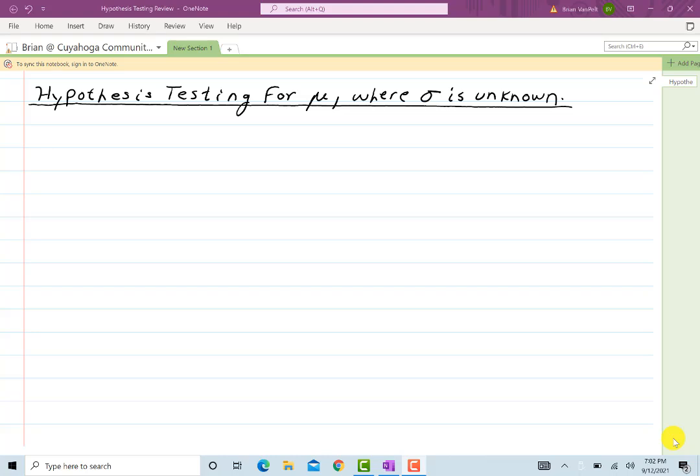I'd like to continue our review of hypothesis testing. We're going to continue testing for the mean, but this time sigma is unknown. So you might recall that we need to use something called the t-test. Here's the hypothesis test. Here's the steps for the test.